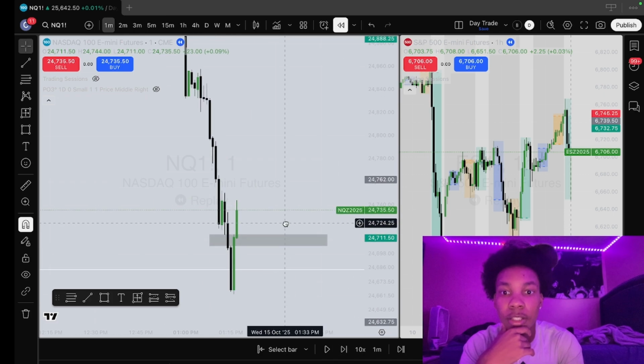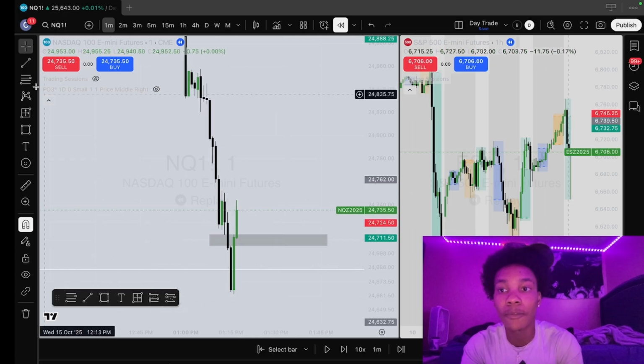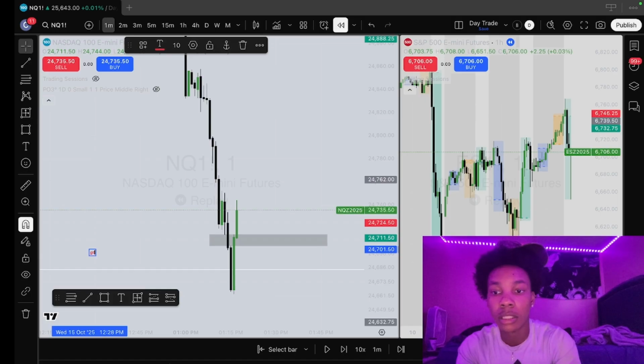Okay, now we enter. Okay, why are we entering? Because we have high time frame context. We have high time frame context with equal lows, with a 1 hour unfilled and a 4 hour unfilled.